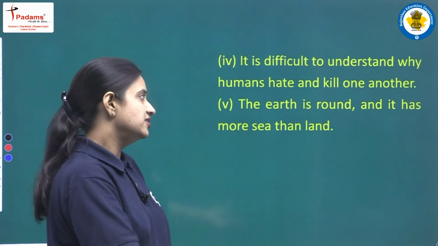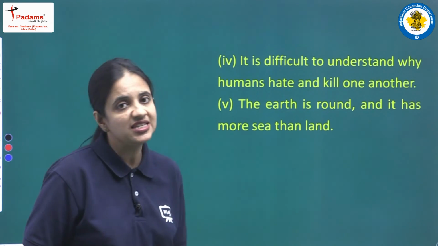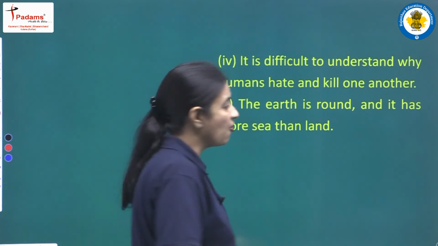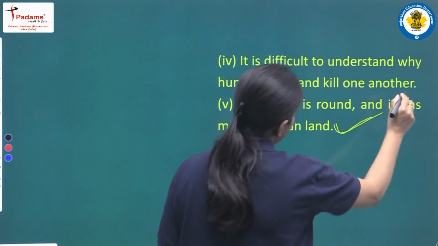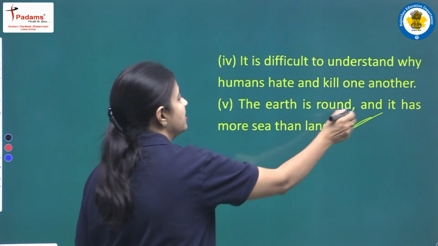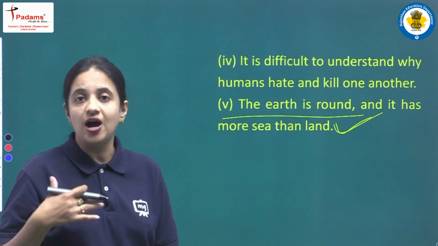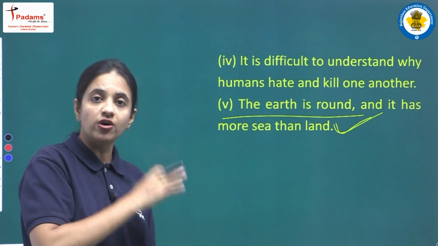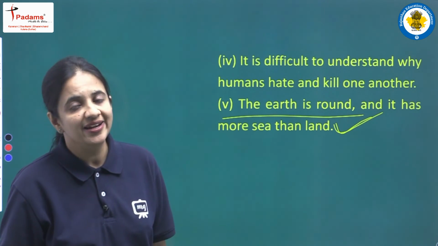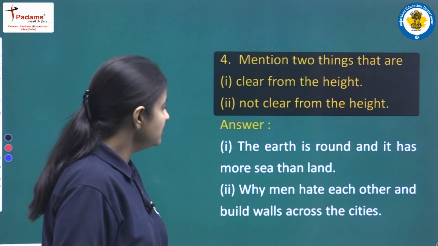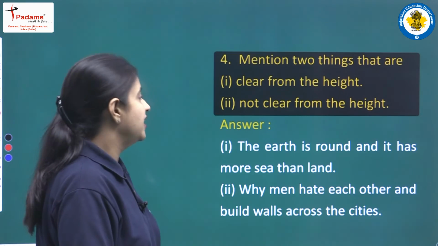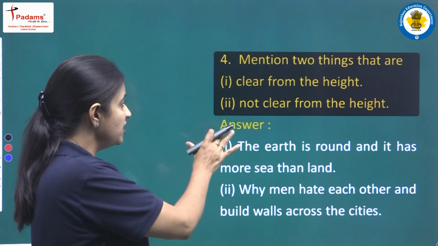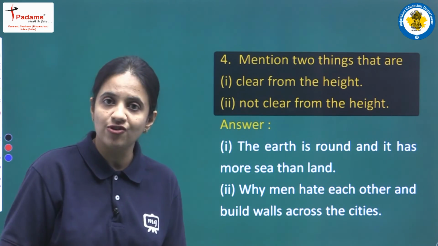Next, the earth is round and it has more sea than land. So yes, obviously this is a fact of geography, a logic of geography, that our planet earth is round in shape, and it has more sea, more water, comparatively to land.